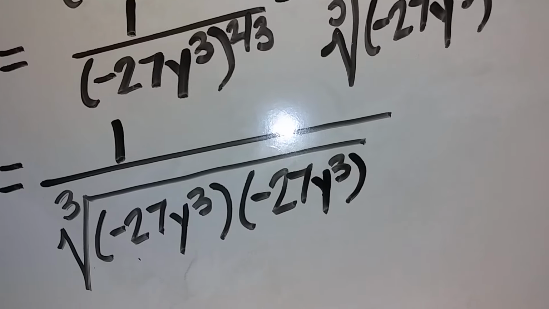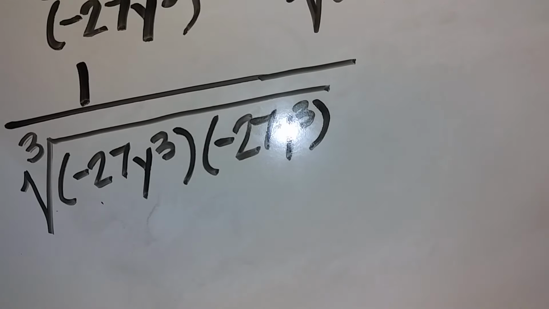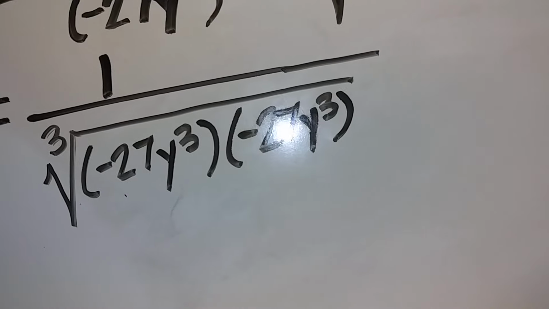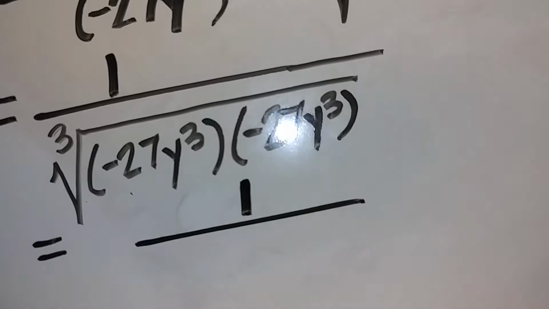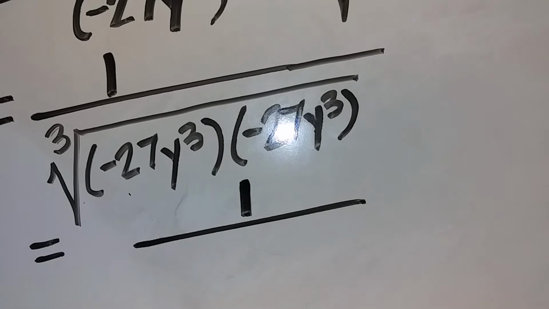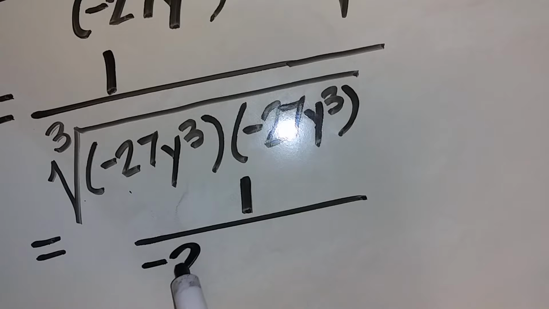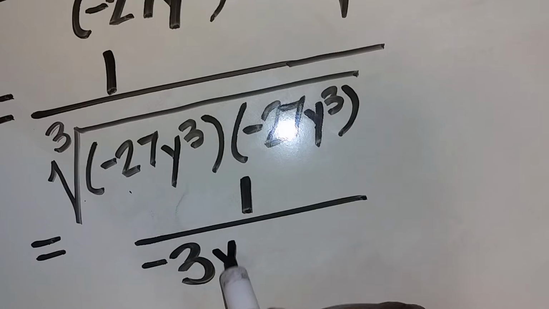Hopefully everybody understands that part. That's pretty easy, because it says that it is squared, so I wrote it twice. Now right here, I need 3 of the same. We talked about negative 27 in our previous sections. We know that the cube root of negative 27 is negative 3, because negative 3 times negative 3 is 9, and 9 times negative 3 is negative 27. So the cube root of negative 27 is negative 3. The cube root of y to the third, those 3's go away, and I'm left with y.